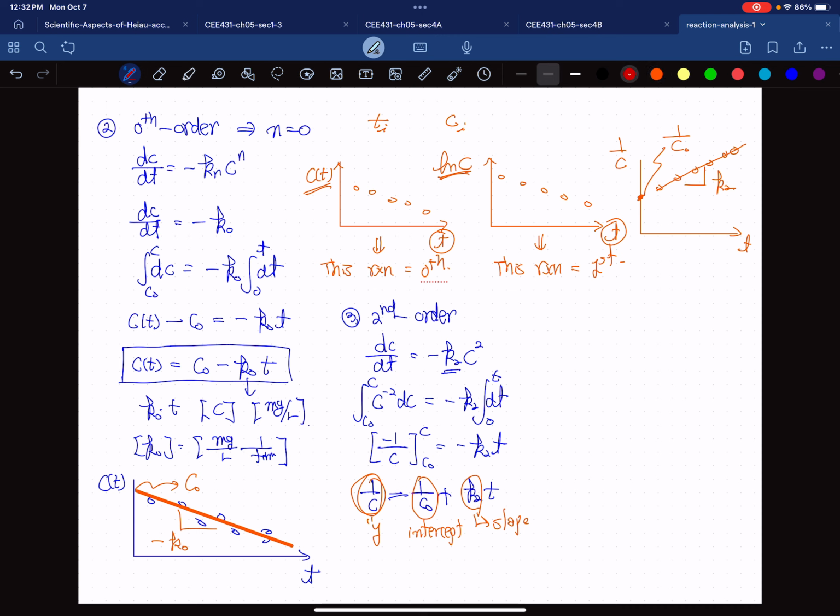So whenever you have data, you plot these three. In this case, if the 1 over C plot is linear, this reaction is second order.